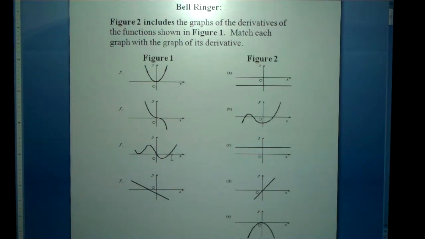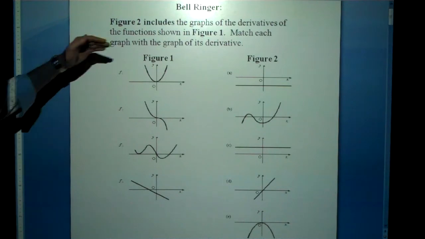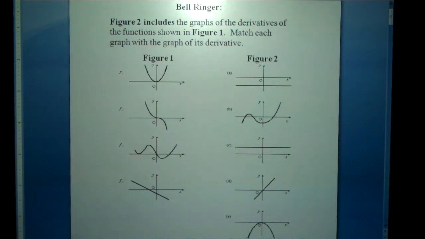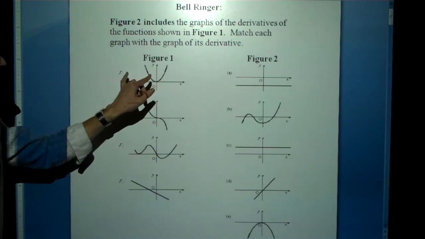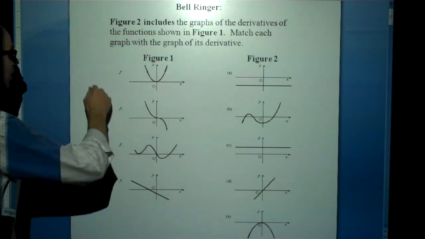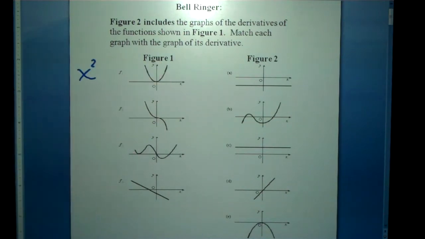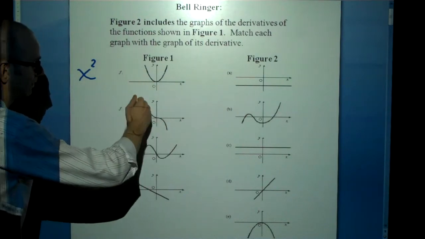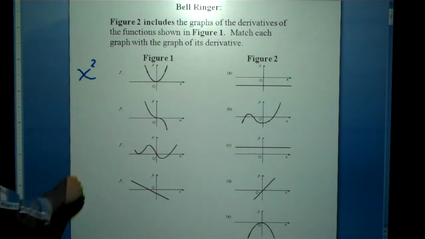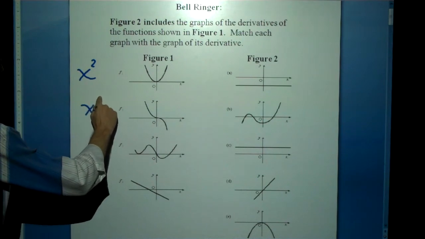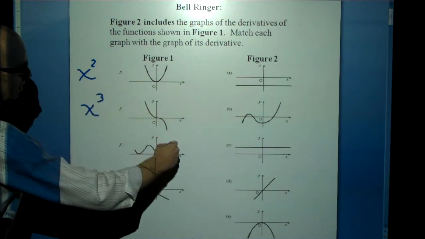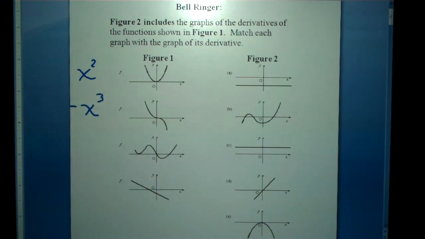All right, let's go over these together. What I would think of as I look at each of these original functions is try to think what sort of equation would make that function. This is a parabola, so something along the lines of x squared might make that. This one seems to have the basic shape of a cubic, so it's x cubed, but it's going downward overall, so it's probably a negative x cubed or something like that.